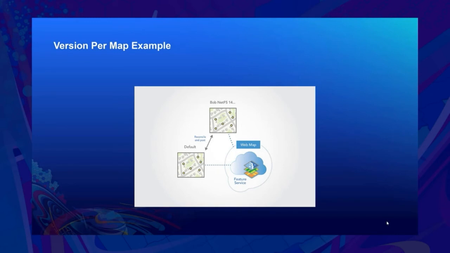And then once work is completed with the offline map, the final stage is to reconcile and post those edits back into the default version. And then at that point, we're possibly done with the Bob netfs 14 version, and it can be dealt with.